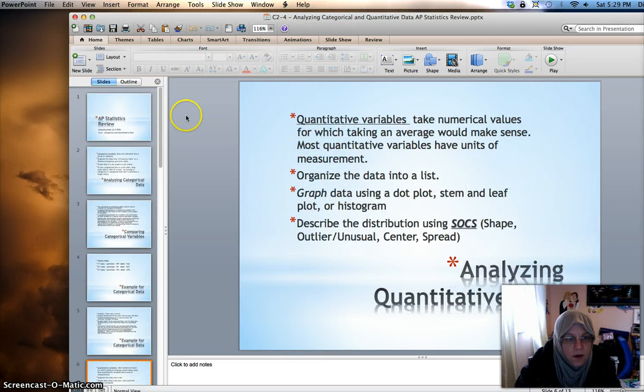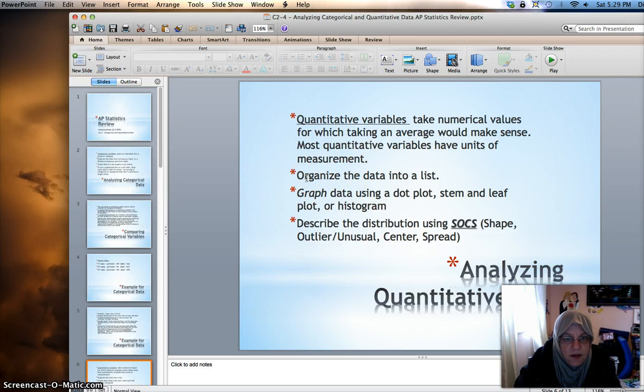All right, moving on. If you have quantitative data, quantitative variables take numerical values for which taking an average would make sense. Most quantitative variables have units of measurement. So that's a good thing to check for if you're not sure if a variable is quantitative. Does it have units? If the answer is yes, it's probably quantitative.